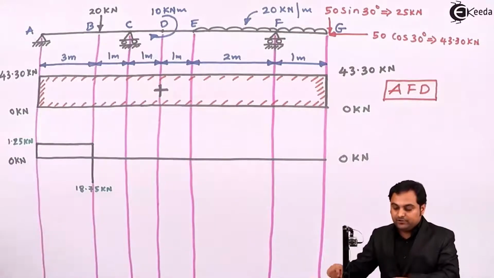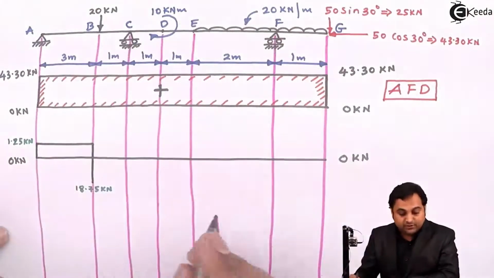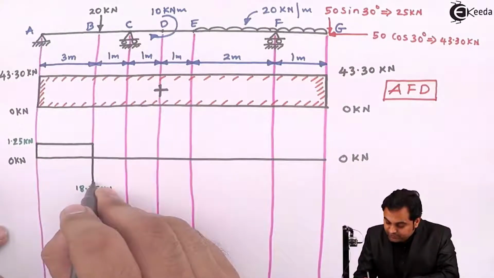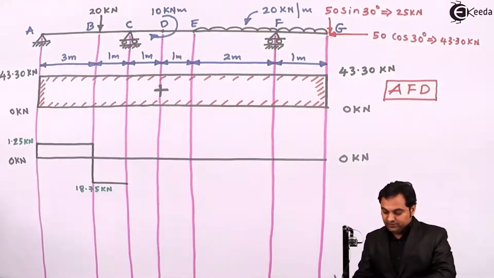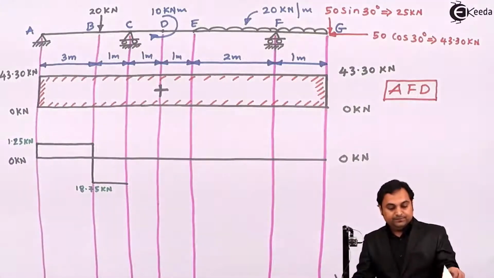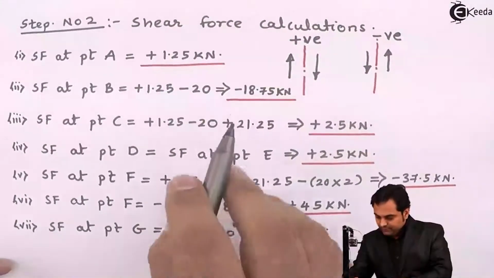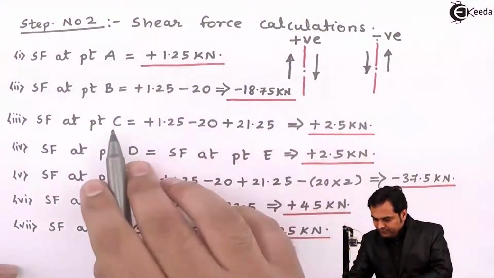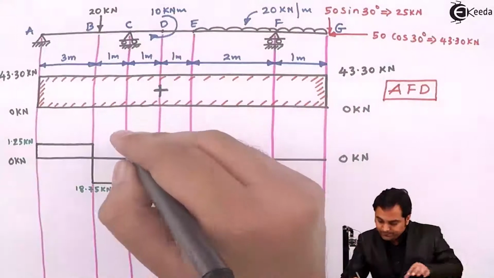Then this value will remain constant from B to C unless there is a reaction from C. So here this will be constant, 18.75 kilonewton. Then it goes into positive, that is after minus 18.75 at point C, the value is plus 2.5 kilonewton.